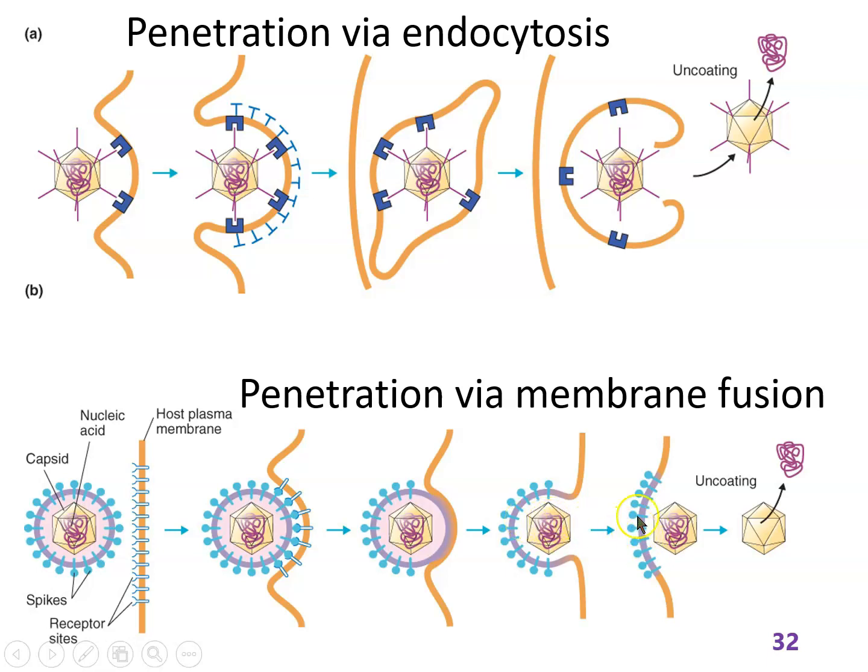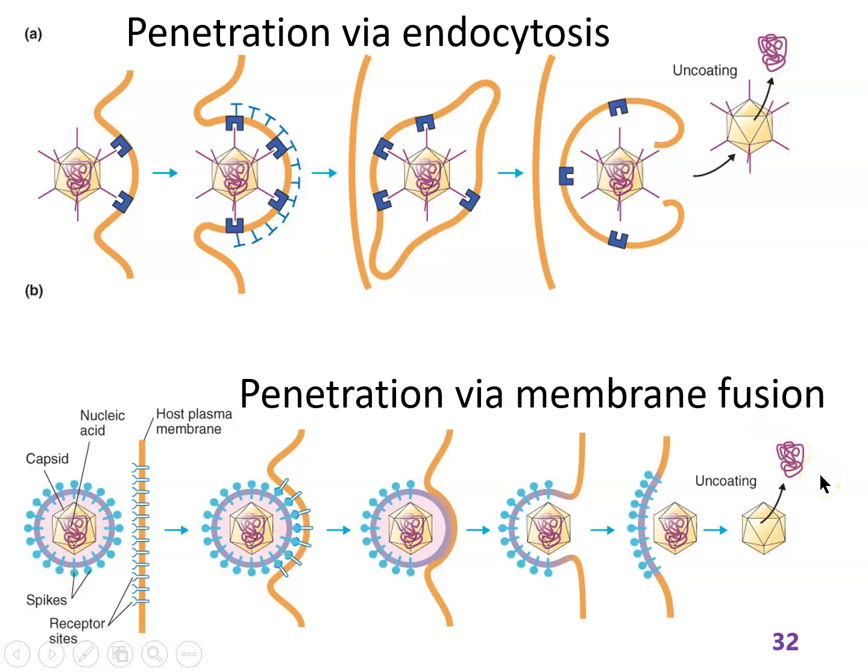And so what that does is that leaves the envelope in the cell membrane. So this envelope fuses with the cell membrane and it stays behind here. And the capsid ends up in the cytoplasm. And the capsid has to somehow release the nucleic acid.